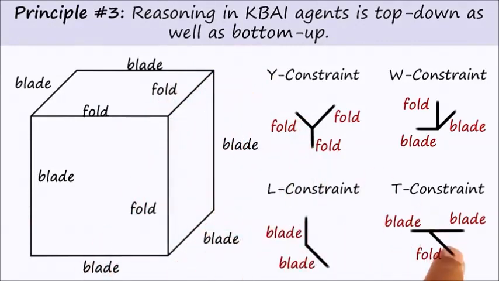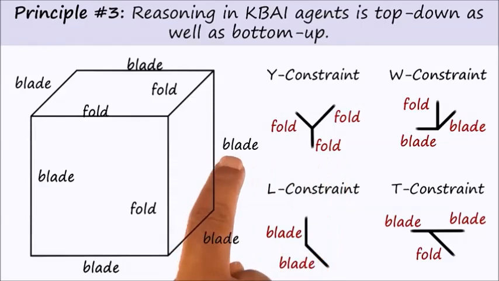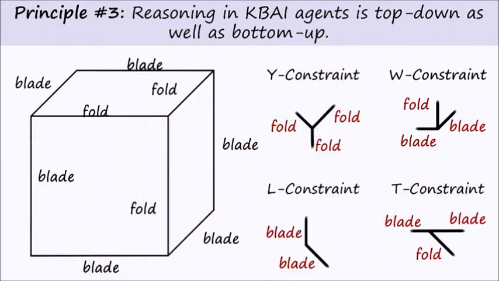We have knowledge about these constraints of various kinds of junctions that can occur in the world of cubes, and this knowledge then generates expectations of what might be a blade and what might be a fold. This notion of top-down processing, using knowledge structures to generate expectations of the world in order to be able to interpret data, is central to knowledge-based AI. It's also deeply connected with human cognition.